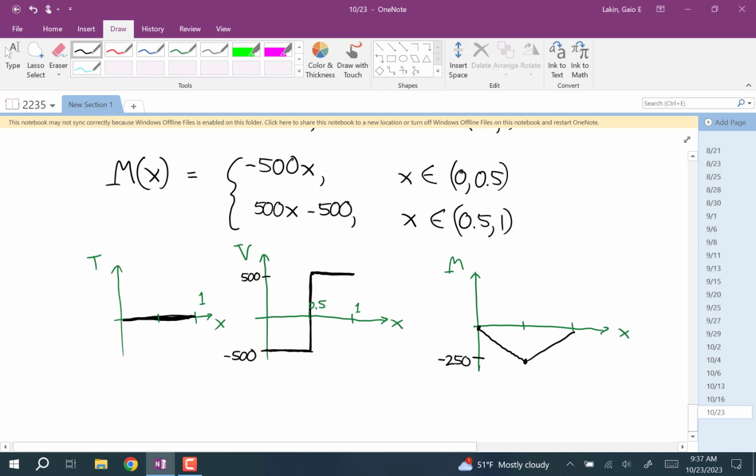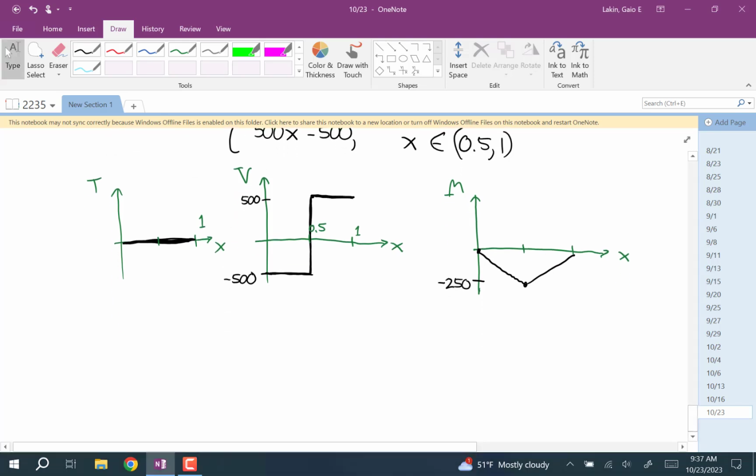Anybody have any questions about that? Okay, so things are going to get more complicated when we have distributed loads, as you can imagine. But let's just do a full example, just go through the method that I just kind of outlined.